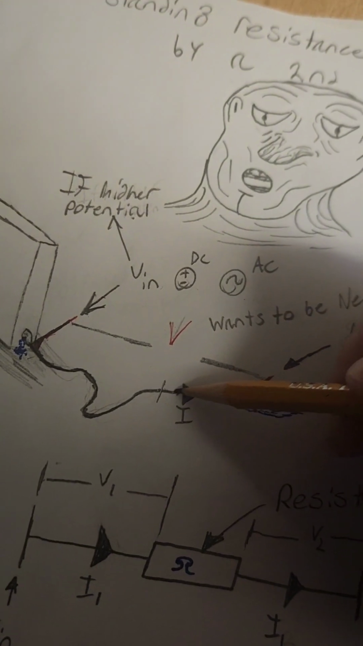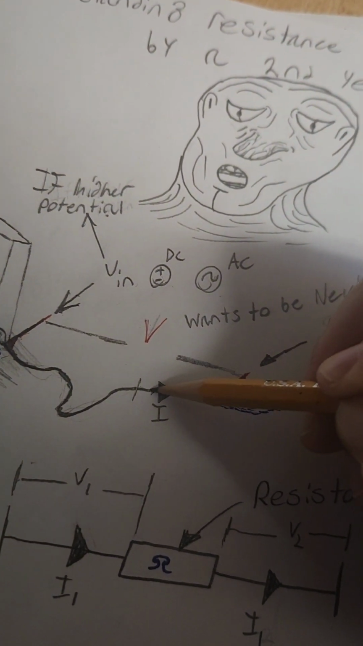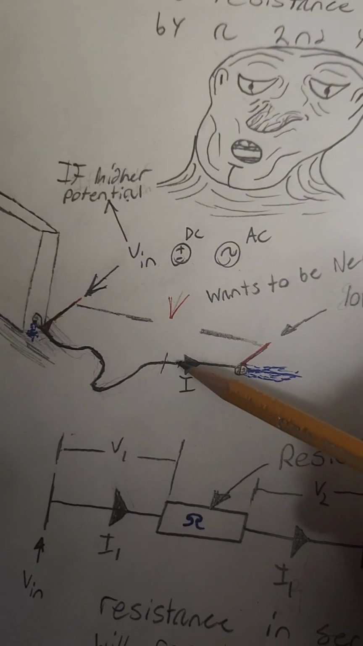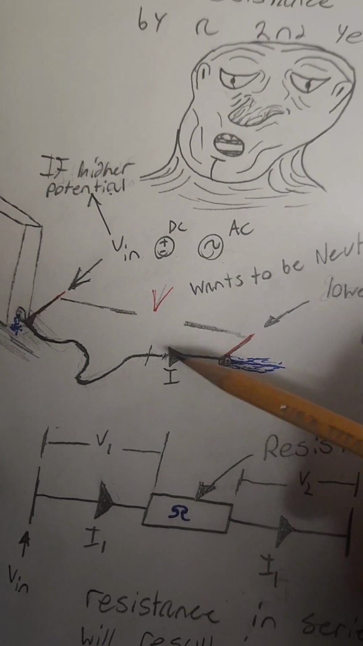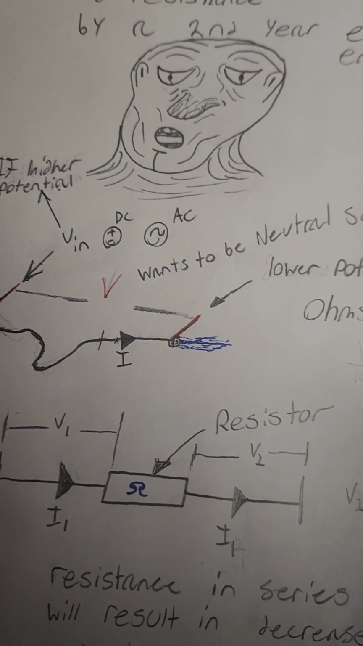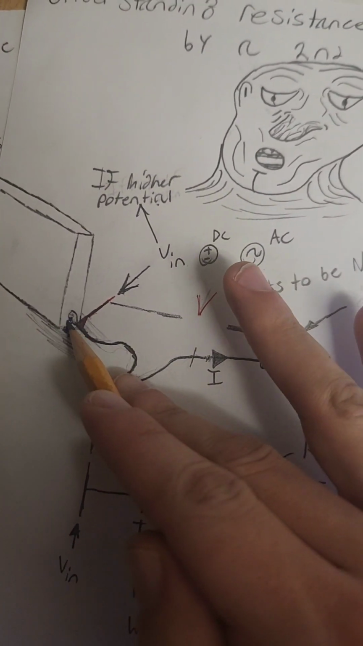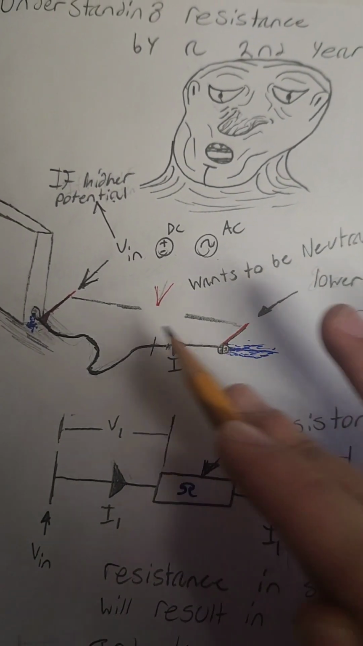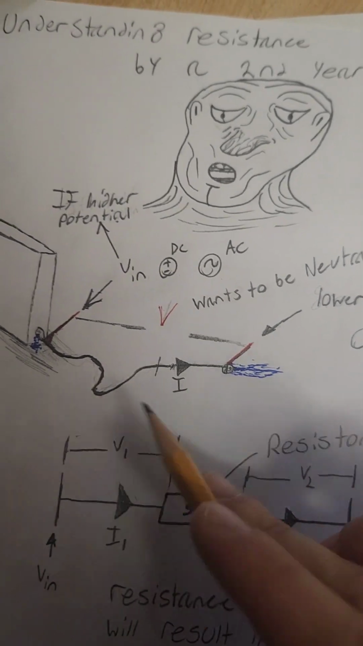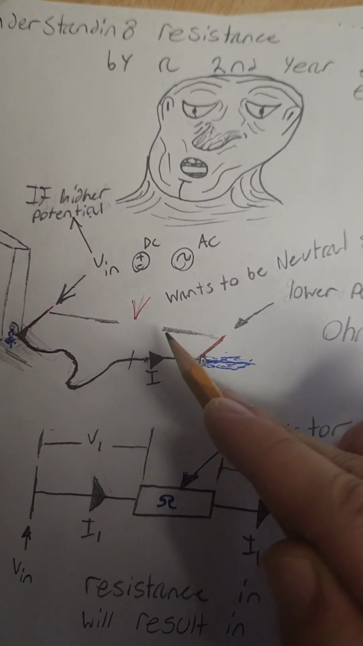But if it's smaller in diameter, just like it is there, you're going to have more resistance when this is smaller. So basically, we have high potential, low potential, and the potential difference is equal to the voltage.